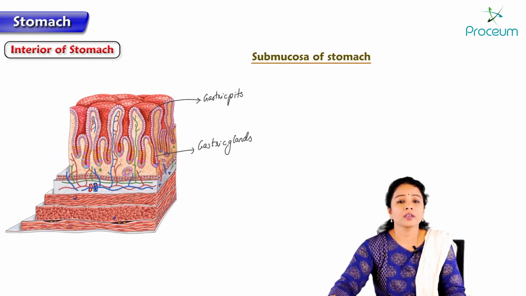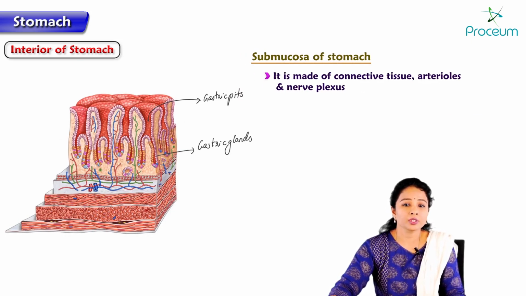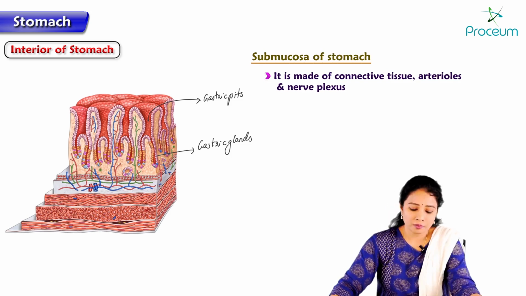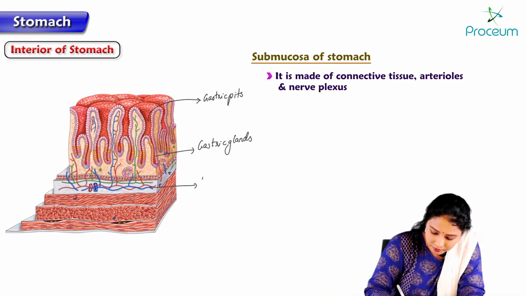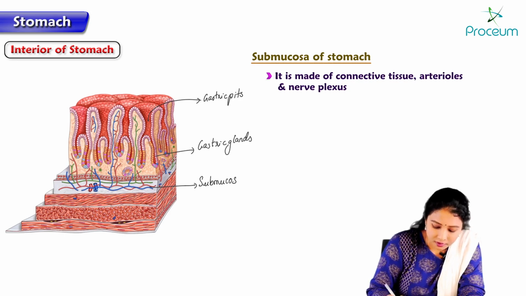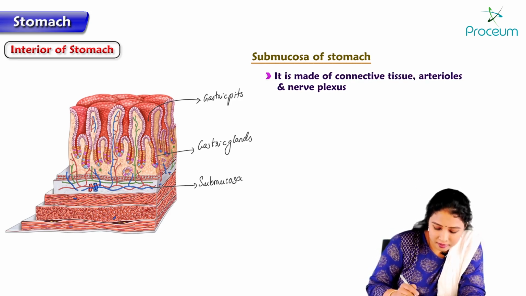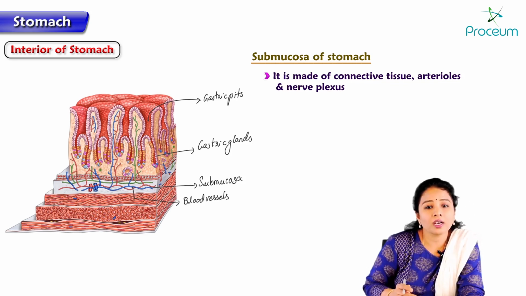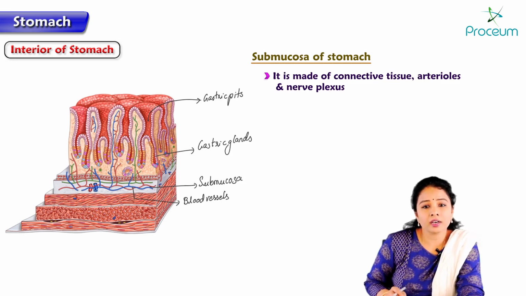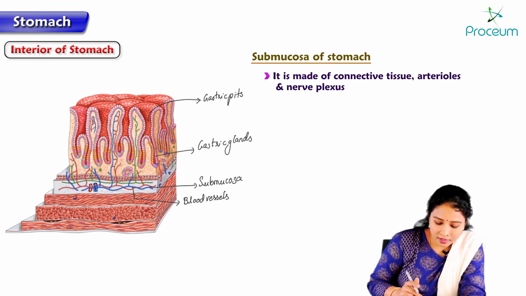Submucosa of stomach: it is made up of connective tissue, arterioles and nerve plexus. So below the mucosa is the submucosa, which mainly contains blood vessels, that is the venules and arterioles, and also the nerve plexus.